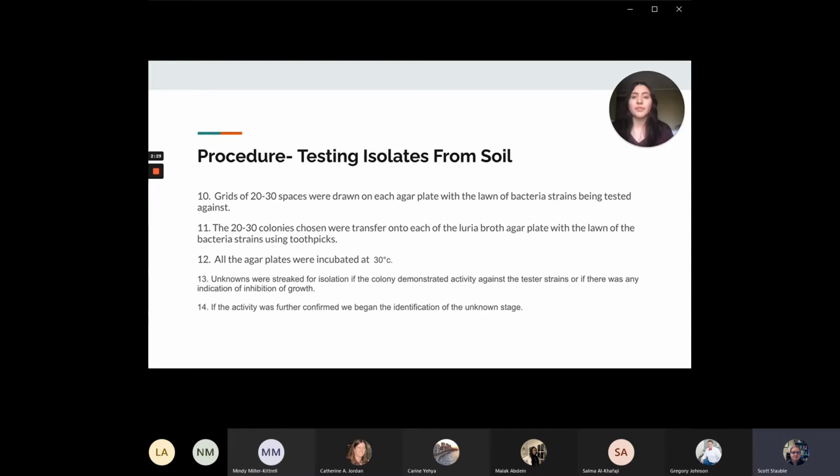All of the agar plates were then incubated at 30 degrees Celsius for approximately 1 to 2 days, again to allow for maximum growth. The unknowns were then streaked for isolation if the colony demonstrated activity against the tester strain or if there were any indications of inhibition of growth, which allowed us to know if it was having any activity showing antibacterial resistance. If the activity was further confirmed, then we begin the identification of the unknown stage.